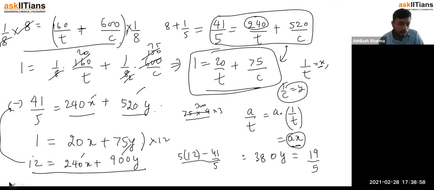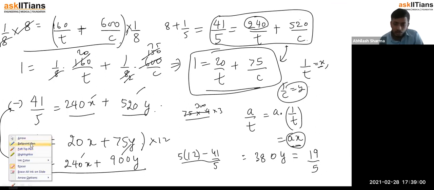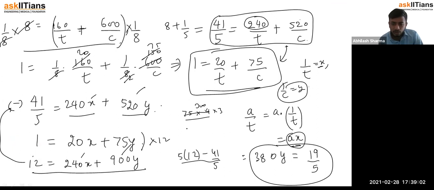What I'm saying is, till now we have arrived at this result, right? Now from this we can say y is equal to 19 upon 5 into 380, and 380 can also be cancelled by 19, so 20 it will become. So y is equal to 1 by 100 because 20 into 5 is 100, right? So this is 1 by 100. So 1 by c equal to 1 by 100. So on cross multiplication, what are we getting? c equal to 100.